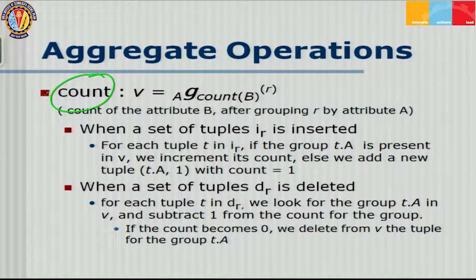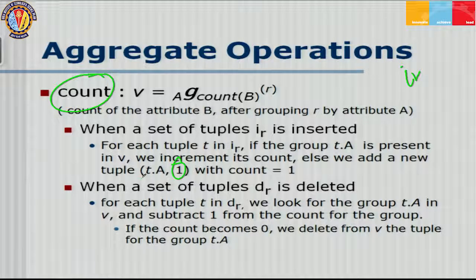So when a set of tuples IR is inserted to R, what happens to the count? For each tuple T in IR, which is the set of tuples inserted, if the group T dot A is present in V, we increment its count. Else we add a new tuple T dot A comma 1, with count equal to 1. So this indicates the count. This is how we do it.